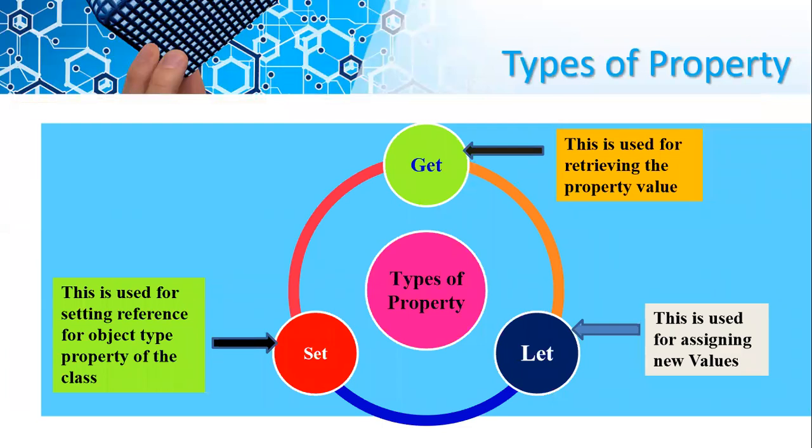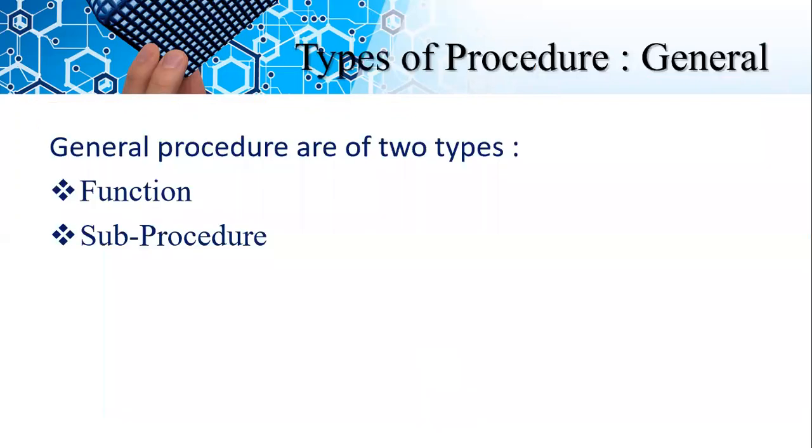These are the three types of sub properties which we can create inside the property procedure. Basically, the three types of property procedure: first is Get, which is used for retrieving the property values. Another one is Let, which is used for assigning new values, whereas Set is used for setting a reference for an object type property of the class. We will see the demonstration of all these types of property procedure in the next part of the video.